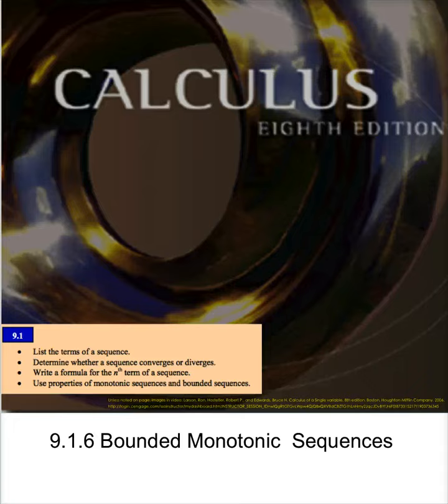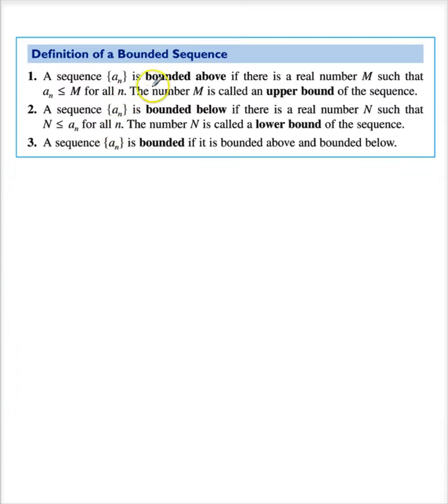Let's look at what we mean by a bounded monotonic sequence. A bounded sequence means that it is both bounded above and below. So a sequence is bounded above if there's a real number m, such that a sub n is always less than m for all n. This is our upper bound.